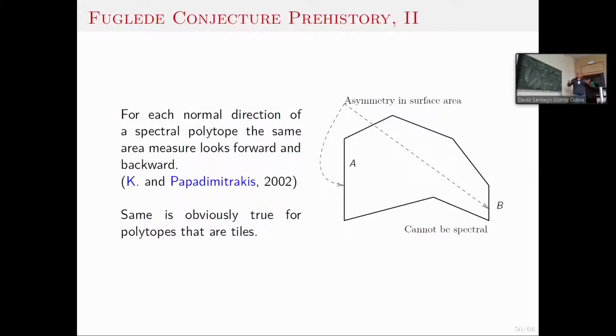So the only polytopes that can tile must have, in any normal direction you choose, the same area looking this way and that. Actually, for convex polygons, this is equivalent to being symmetric because of the uniqueness of the so-called Gauss map.